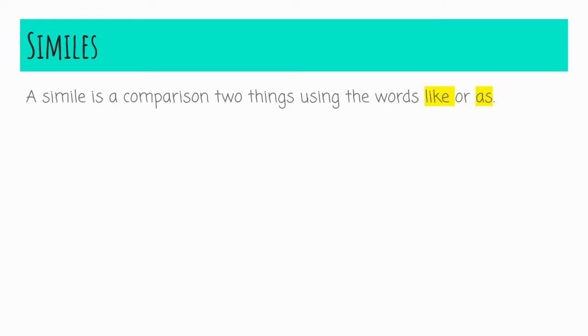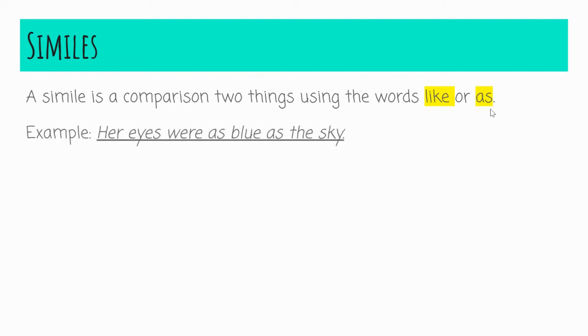So a simile is a comparison of two things using the words like or as. It must use these words. So for example, you might say, her eyes were as blue as the sky. And why would we do that instead of just saying her eyes were blue? Well, when you think of a big blue sky, you think of this beautiful shade of blue, and it might show how beautiful the person's eyes were.